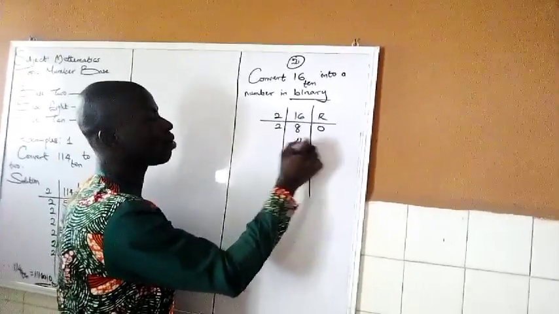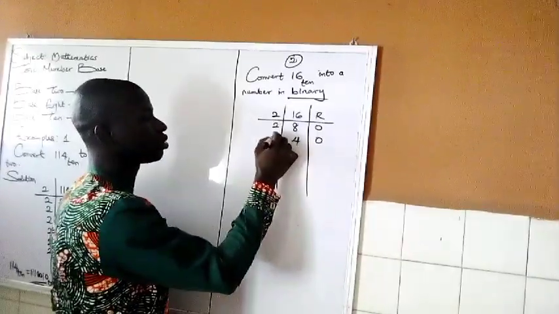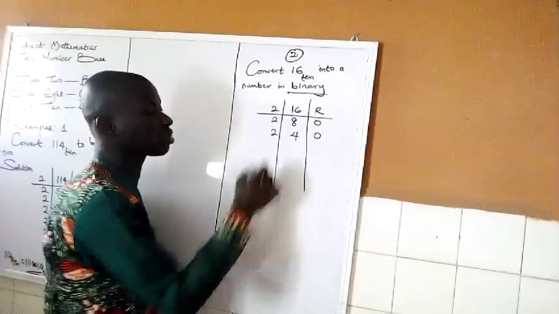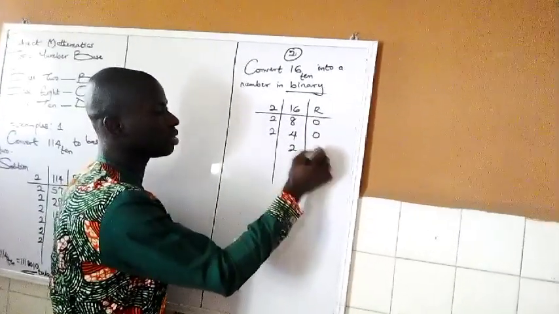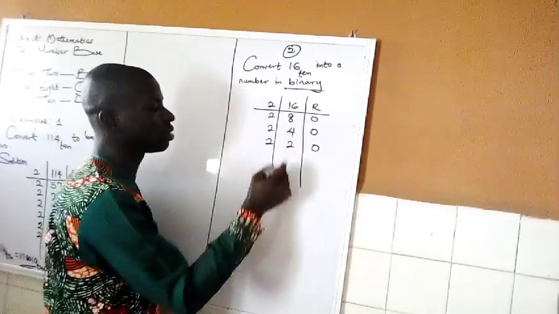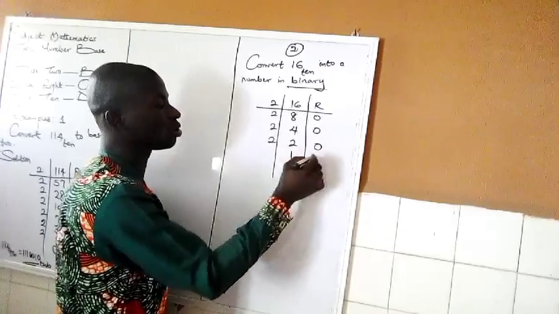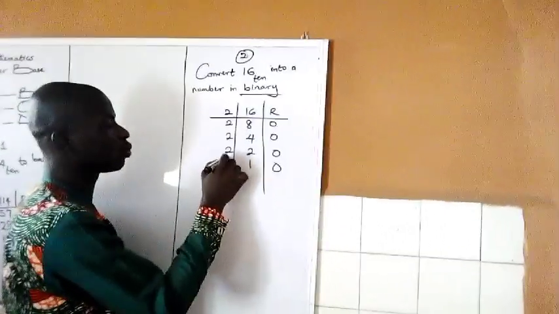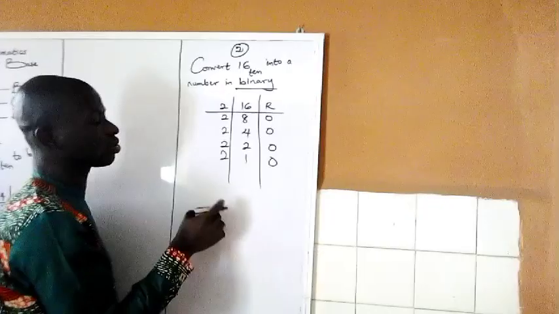2 in 8, 4. Remainder what? 0. 2 again. How many 2 can you see in 4? 2. Remainder 0. You put 2 again. How many 2 can you see in 2? 1. Remainder what? 0. You put 2 again. How many 2 can you see in 1?